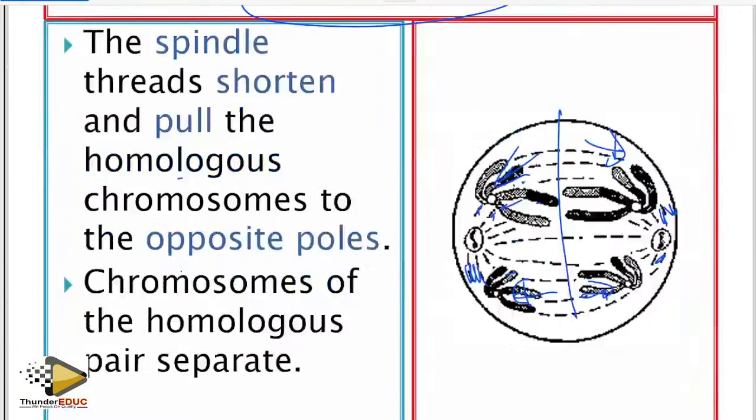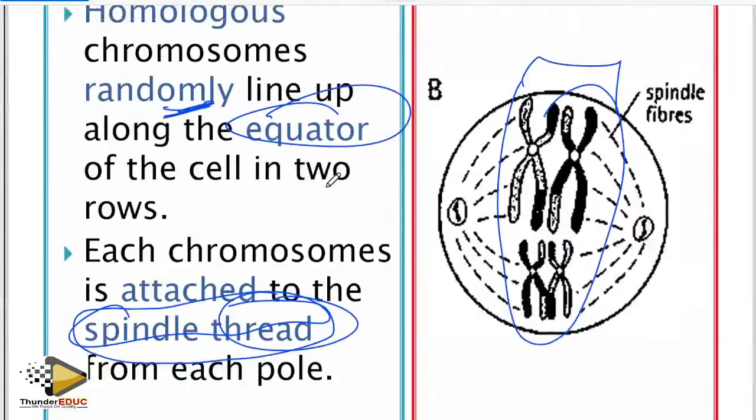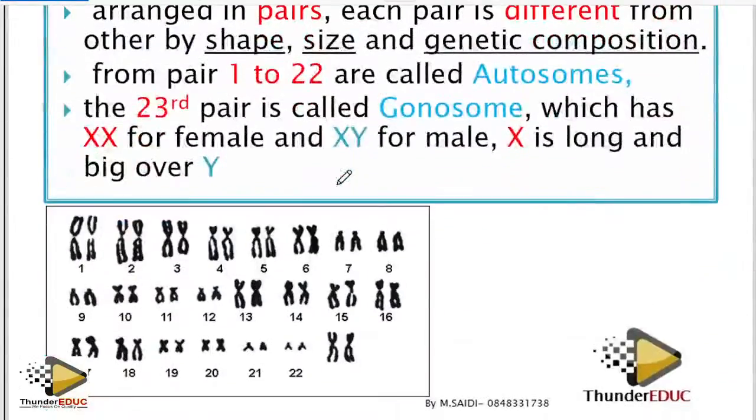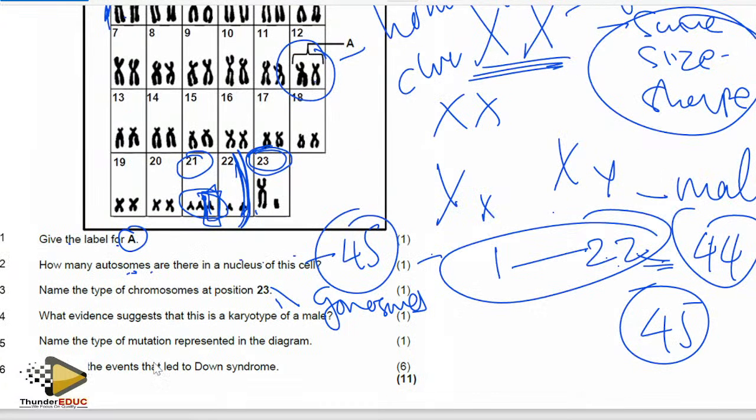regarding that in our previous class. We call them what? Gonosomes. Make sure that you get that distinction material so that you are able to score yourself a distinction. They are saying, what evidence suggests that this karyotype is for a male?